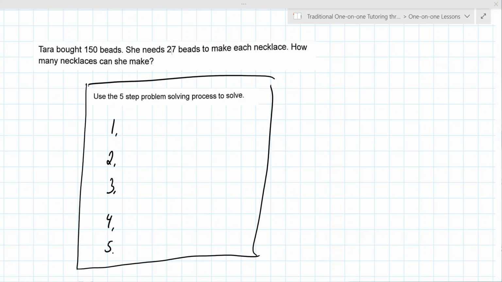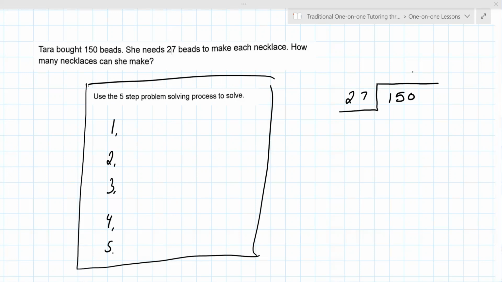So this is a division problem. It says Tara bought 150 beads. She needs 27 beads to make each necklace. So this is a division problem. You go in here and you divide here. Okay. Now it looks like you've already done this. I think.